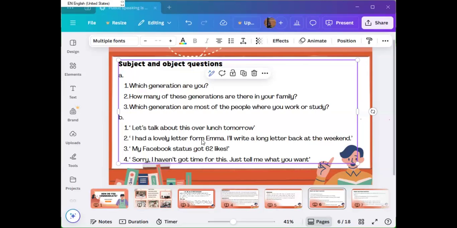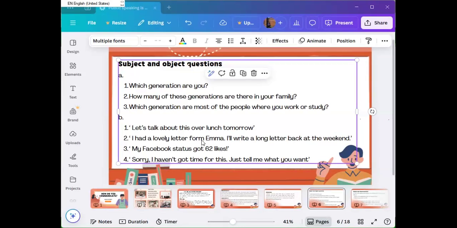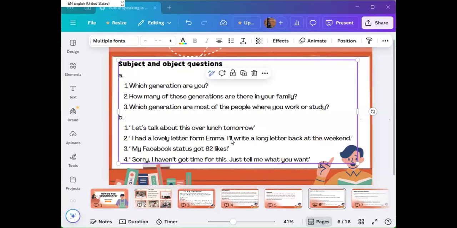Facebook status got 62 likes. They are concerned mostly about social media. All right, so maybe I hope you might get it. Sorry, I haven't got time for this, it's really generation X. So I hope you might get it. Is there any question about this? No, teacher. Okay, we'll move to the next one.